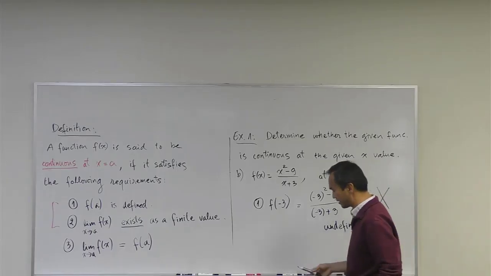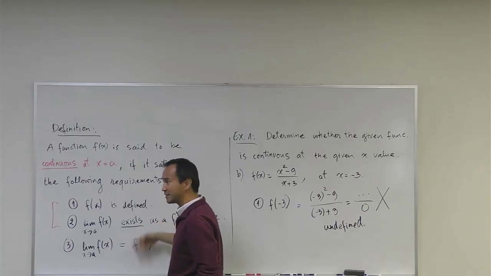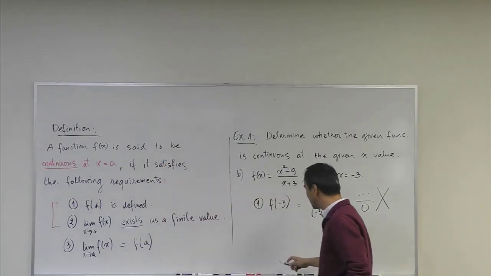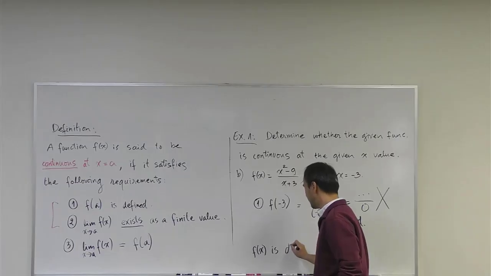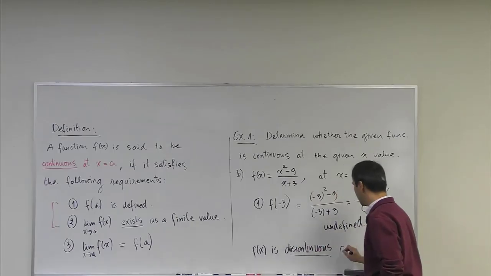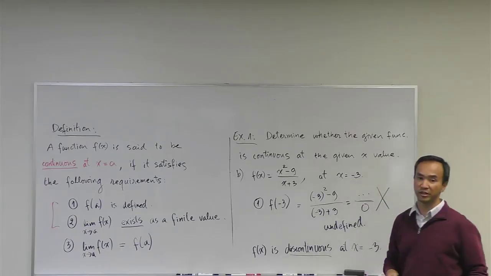So now think about it. Once it has already failed one of the 3 requirements, is there a need to move on to the other steps? No. And so you can just make your conclusion immediately: the function f of x is discontinuous at x equals -3. So we already came to an answer.